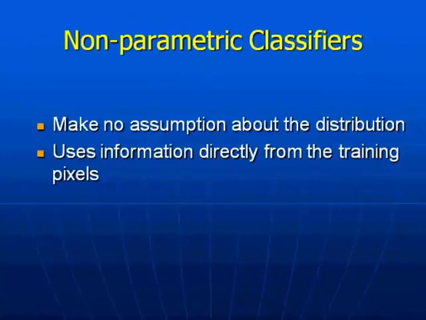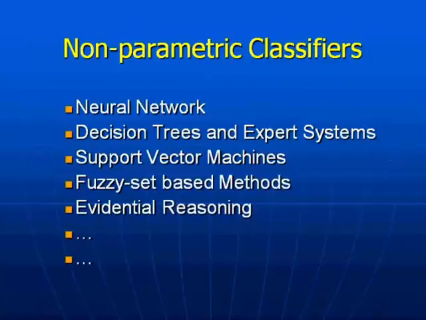So what should I do? I should go for non-parametric classifiers, which make no assumption about the data distribution, as they use information directly from the training pixels. So parameters, which are representative of training data in parametric classifiers, are not derived. Here we use training data directly in the classification process.